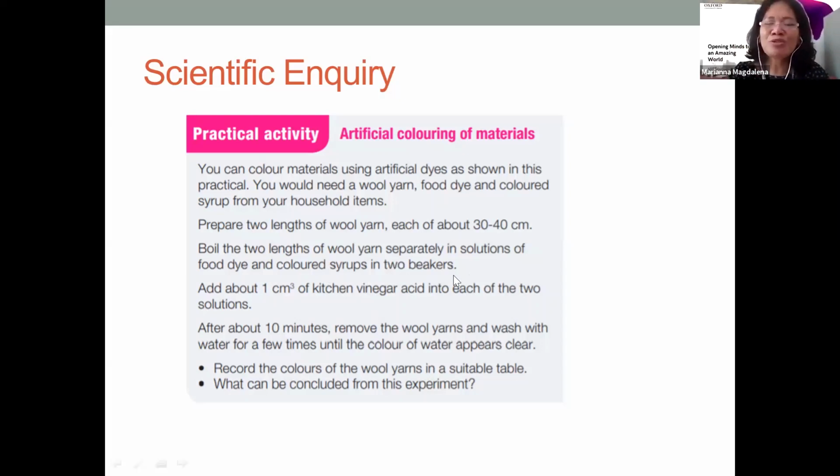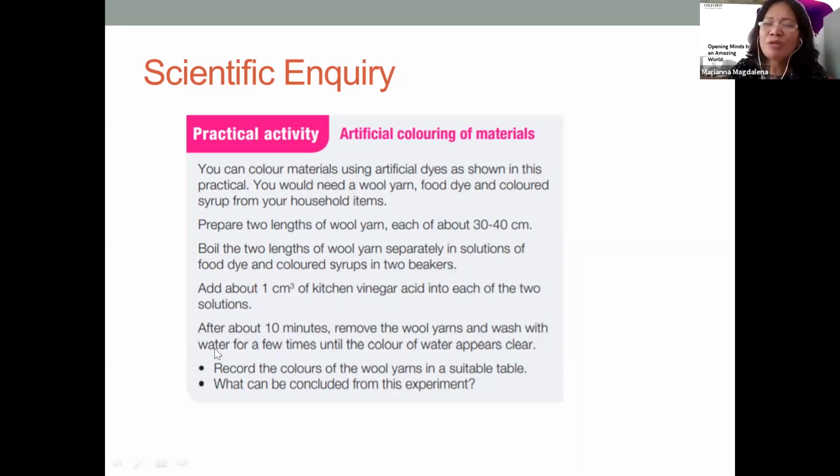And then what do you keep the same? You should have the same size of the two beakers, and the same volume of the two substances. Same materials of the two beakers and same volume of the substances, that's the control variable. And then you add the same kitchen vinegar acid. This is also a control variable because you have the same volume. And after about 10 minutes, you remove the woolians and wash them with water a few times. This is also a control variable.